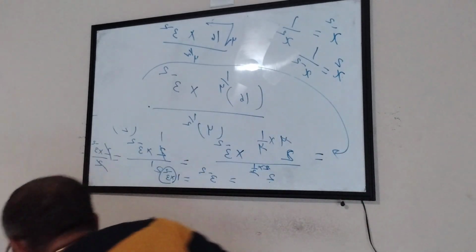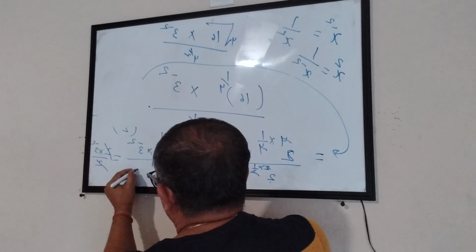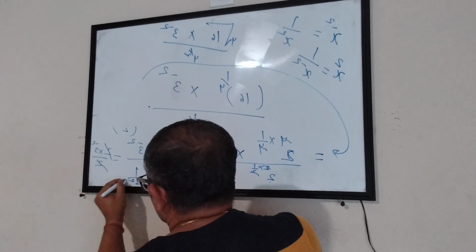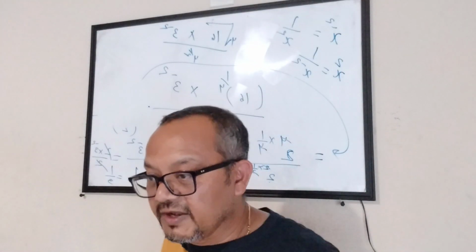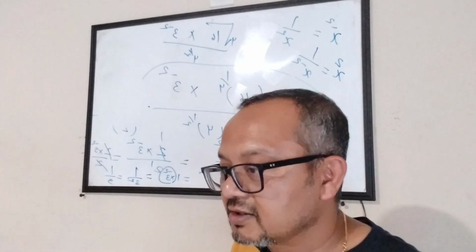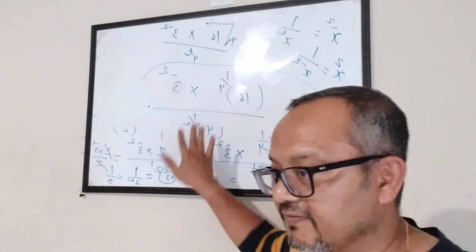by 3 power minus 2. So this becomes 1 divided by 3 power 2. That is 1 by 9. That is the answer. If anybody got a different answer, please verify this.